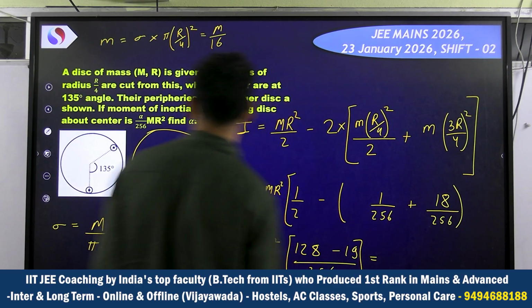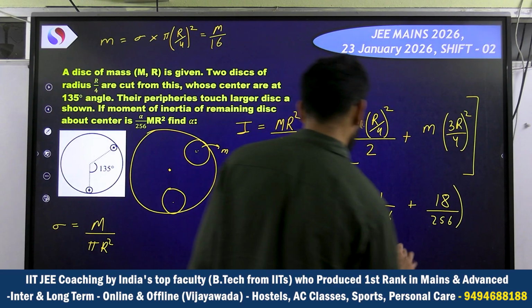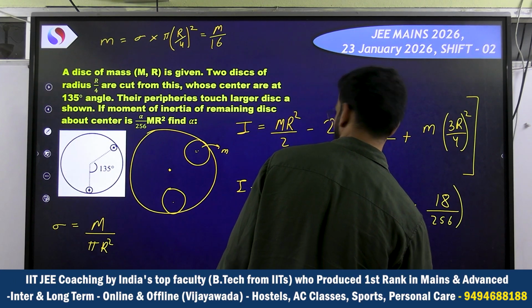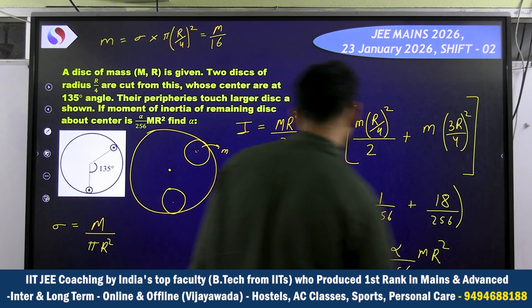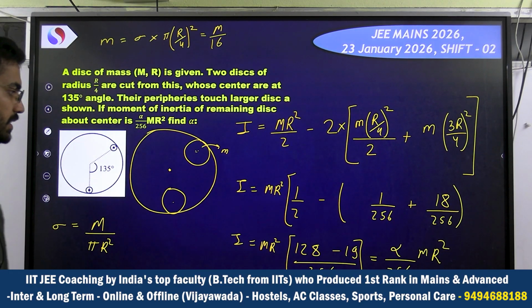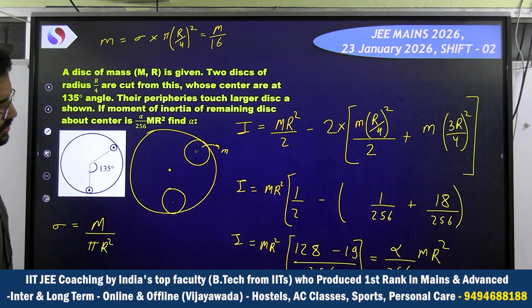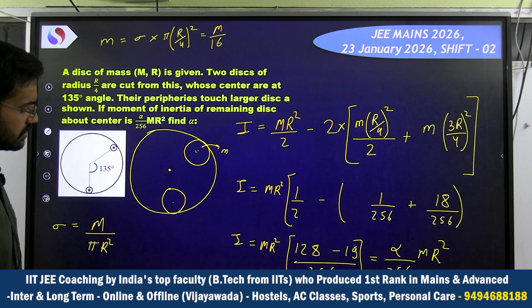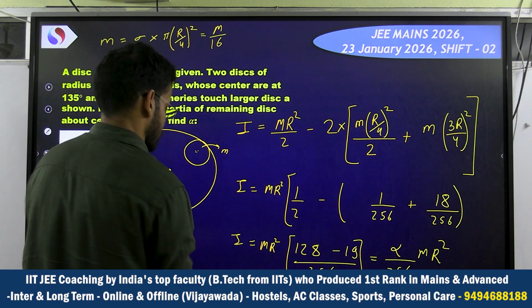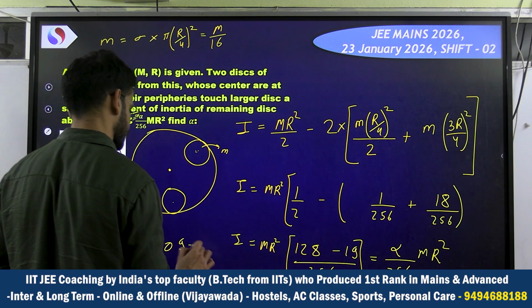And this is equal to what? Your alpha by 256 into mr square. So if you compare, your alpha is nothing but 128 minus 19, right? So that will come how much? 109 something? Yes, 109 alpha.